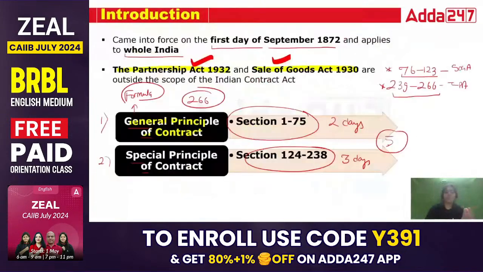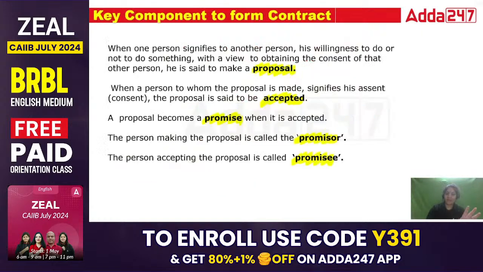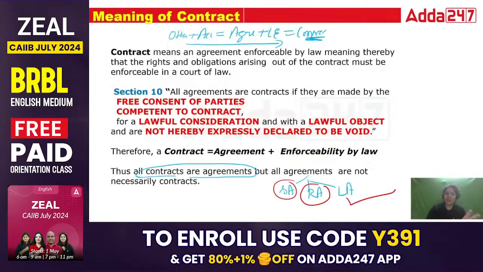Now see, it's a quick revision. First of all, the Indian Contract Act is divided into two parts, general and special. For 2 days we have to study the general principles of contract. Two acts have been removed from the Indian Contract Act. The acts are the Partnership Act and the Sale of Goods Act. This is the formula of contract. This is the definition of contract.